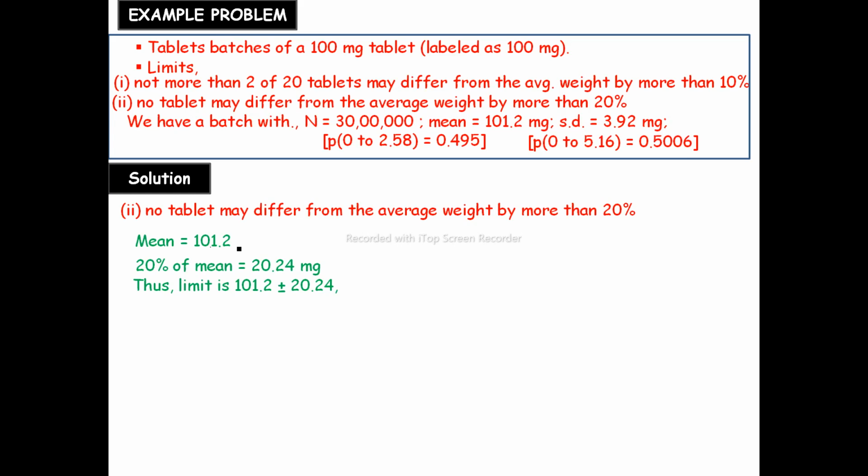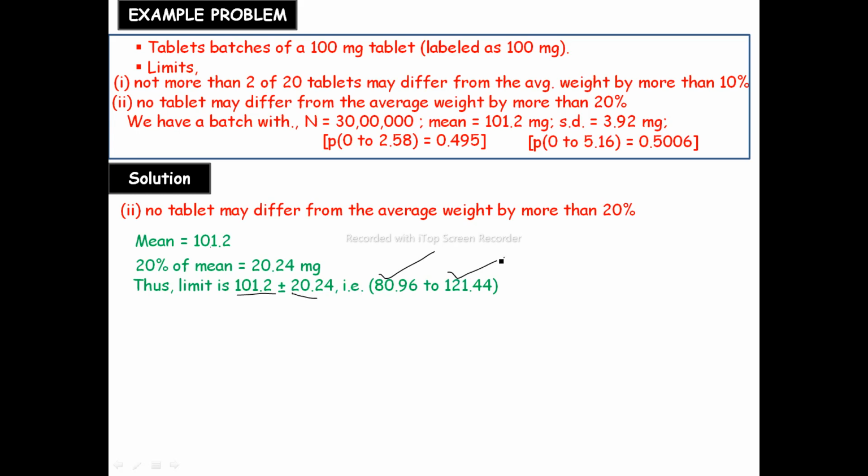Next, thus the limit is 101.2 plus or minus 20.24. So the limit is 80.96 to 121.44. What we are doing is 101.2 minus 20.24 gives 80.96, and 101.2 plus 20.24 gives 121.44. So this is the limit.